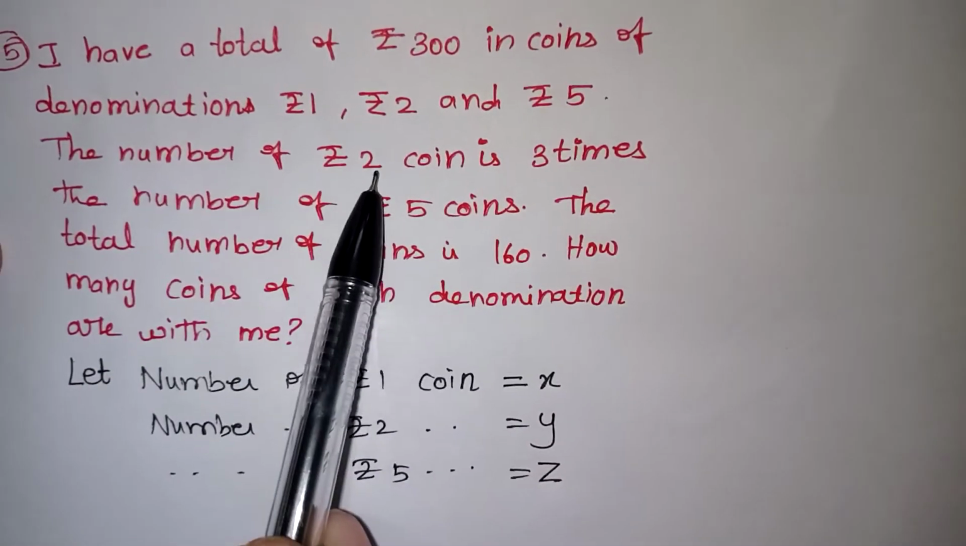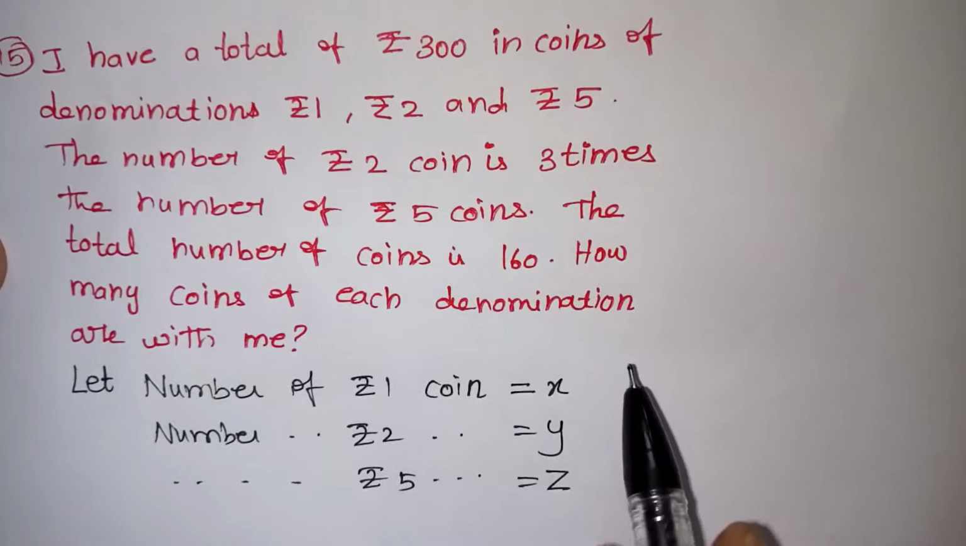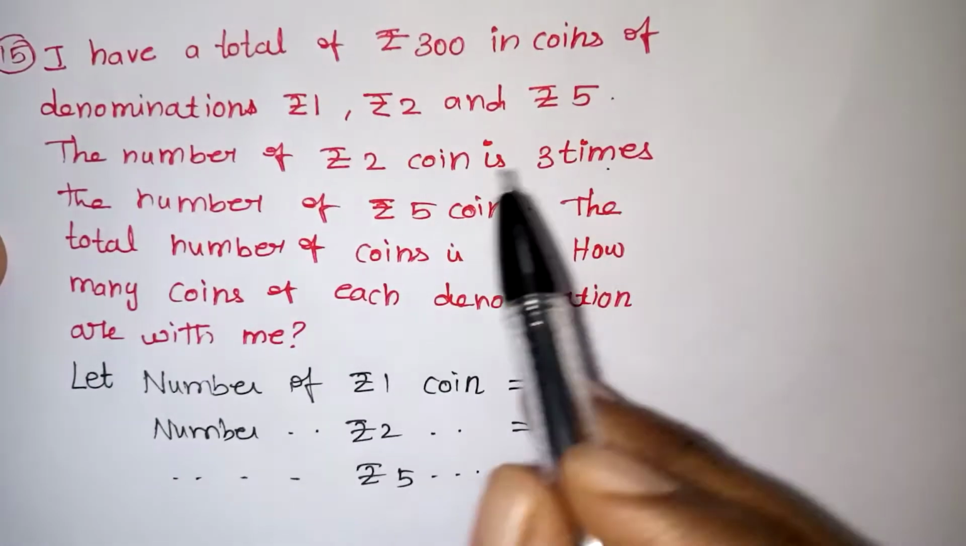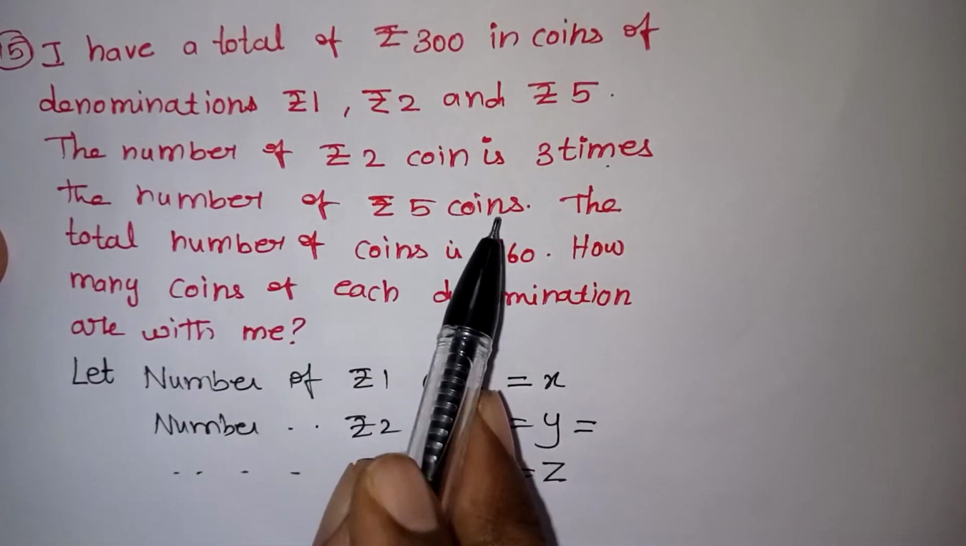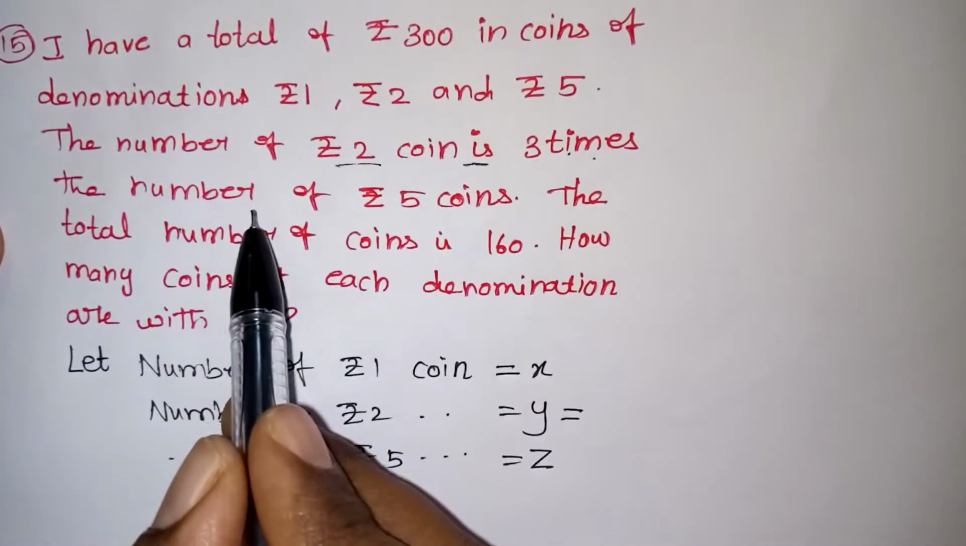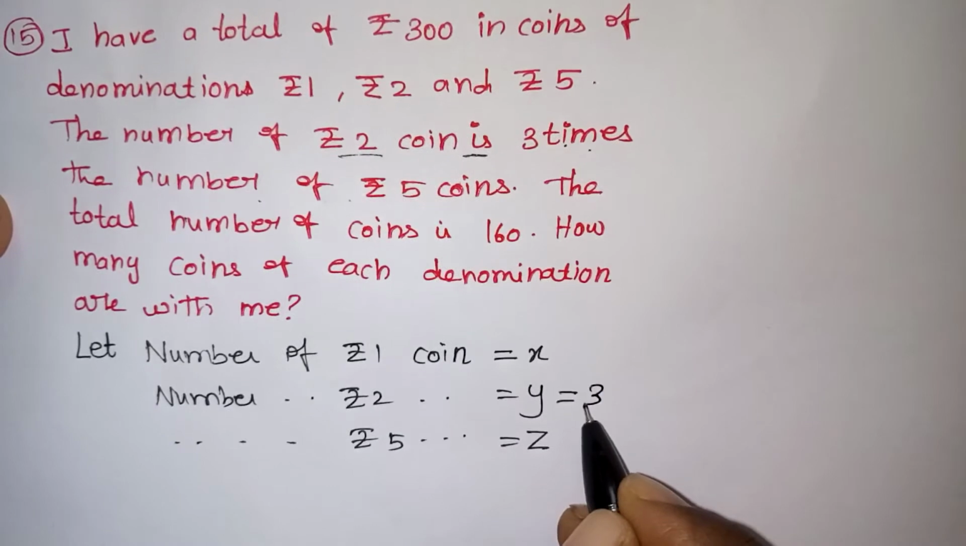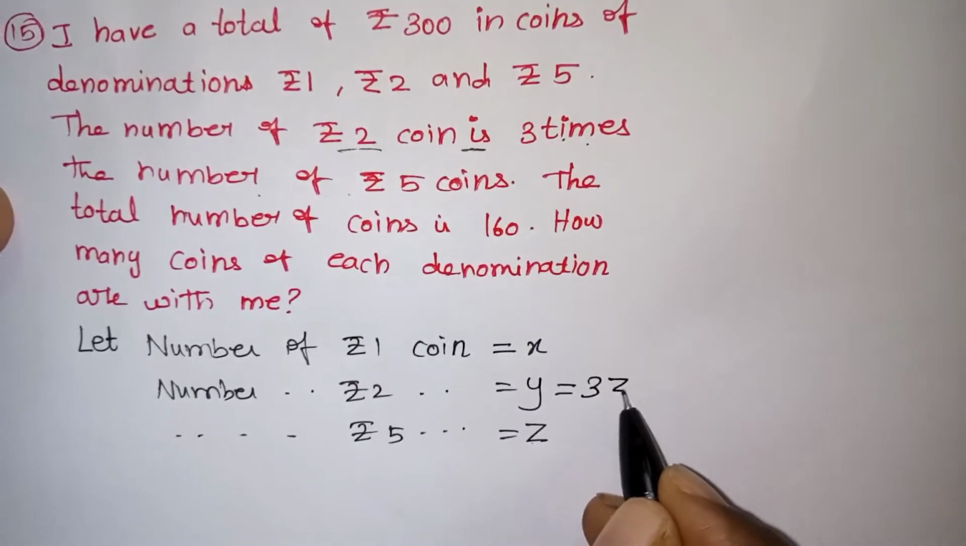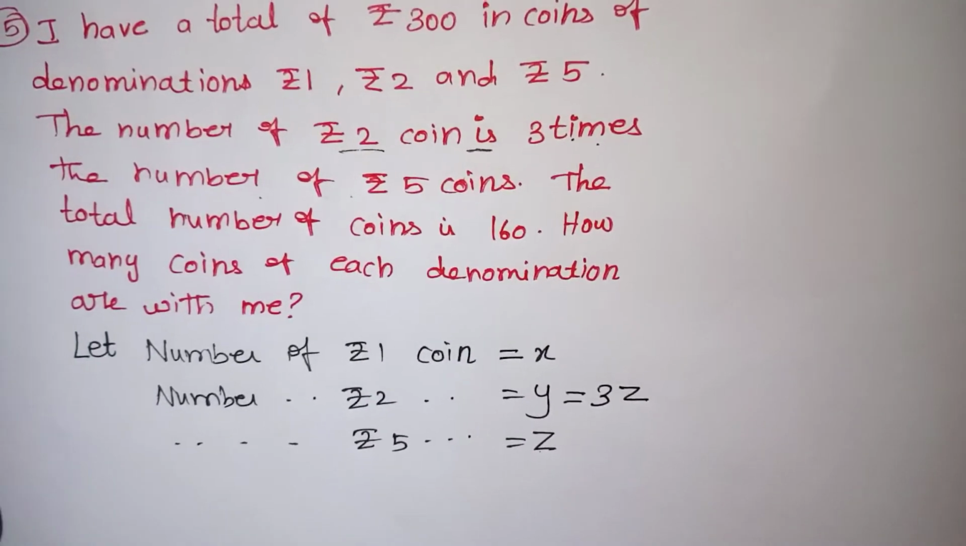The number of 2 rupee coins is 3 times the number of 5 rupee coins. The number of 2 rupee coins is 3 times the number of coins of 5. That is 3 times z, since the number of 5 rupee coins is z. So y is equal to 3z, we can write. That is what the question gives.